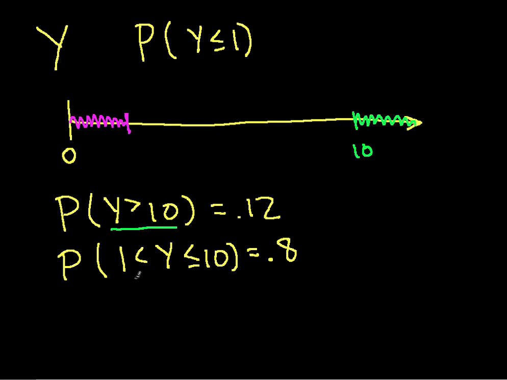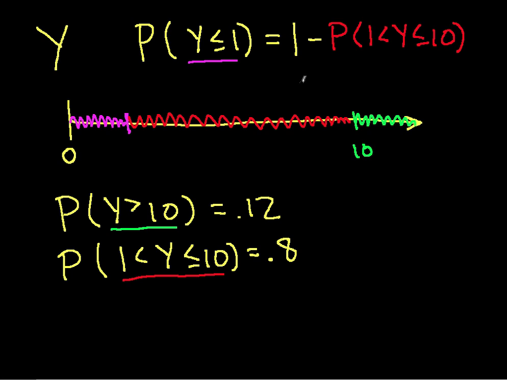I also have the probability that Y is between 1 and 10, which is the probability that Y lies in this interval. So you can see that what I want to get here, this probability that Y is less than or equal to 1, is going to be the probability that Y falls on the real line. And since Y has to fall on the real line, that's 1, minus the probability that Y falls between 1 and 10. And then I also subtract the probability that Y is greater than 10.